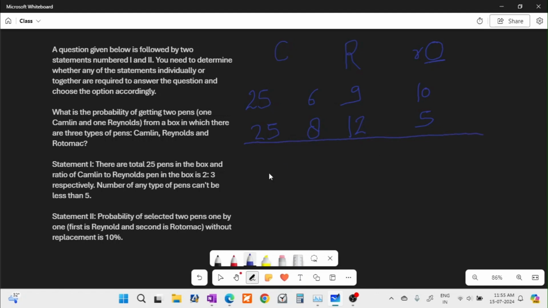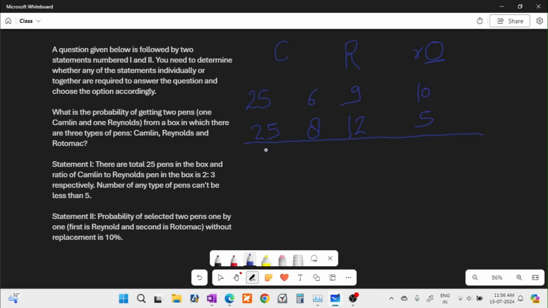So let us check statement 2. In statement 2, it is given that the probability of selecting two pens one by one, first is Reynolds and second is Rotomac, without replacement, is 10%. So let us represent Reynolds pen by R and Rotomac pen by O.